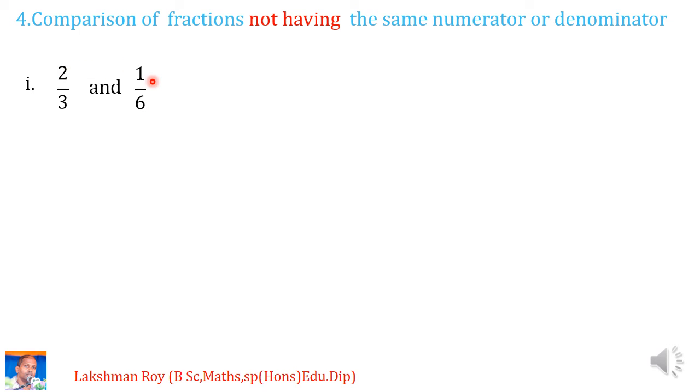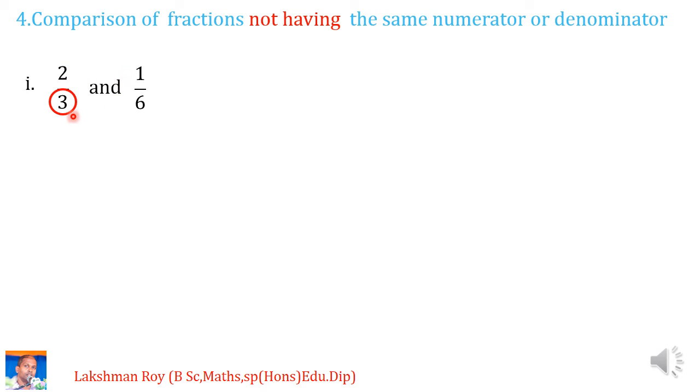So here what I am going to do is make the denominators equal. You can see in this first fraction the denominator is 3, and in this fraction the denominator is 6. Now I can make the denominator 6. That means I can write an equivalent fraction to 2/3 which has denominator 6, to compare. Denominators equal means we can easily compare using the numerator, right?